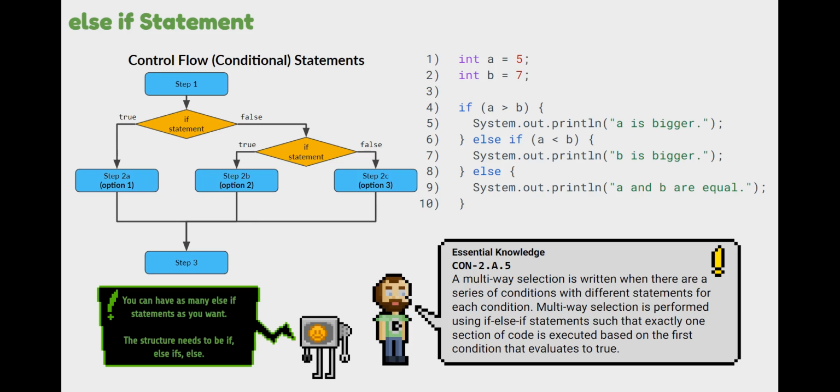This aligns with another essential knowledge statement. A multi-way selection is written when there are a series of conditionals with different statements for each condition. Multi-way selection is performed using if-else-if statements such that one section of code is executed based on the first condition that evaluates to true. So just like our if-else statement, one and only one of these algorithms will execute.